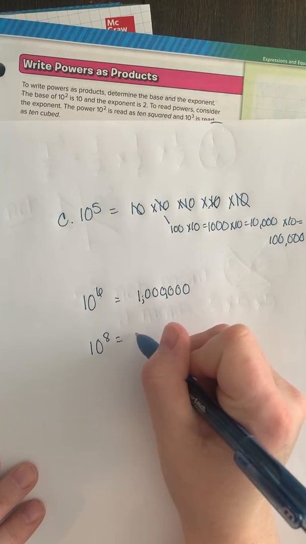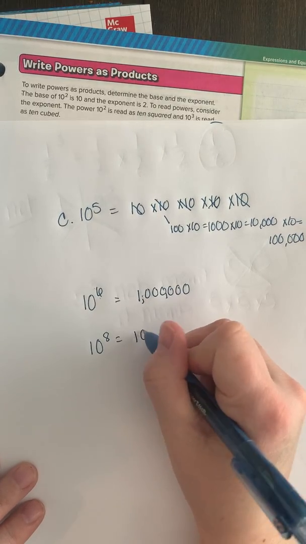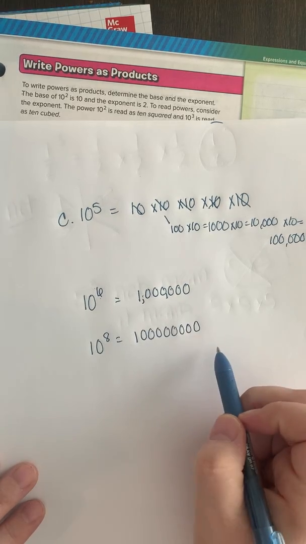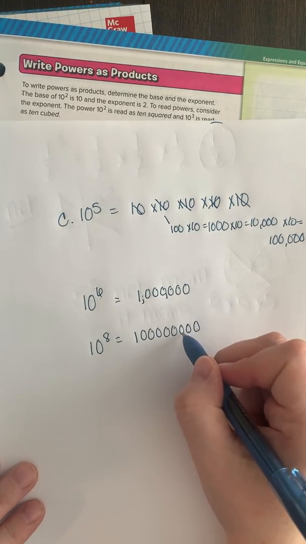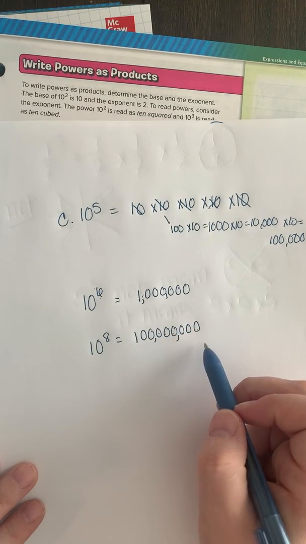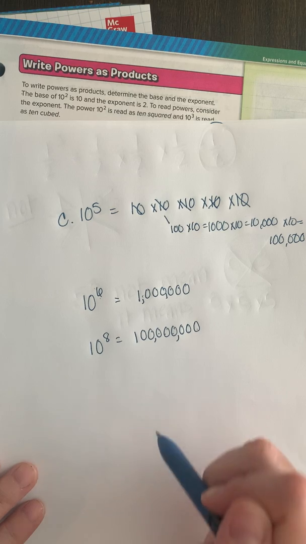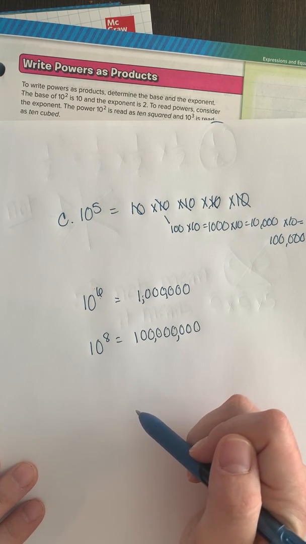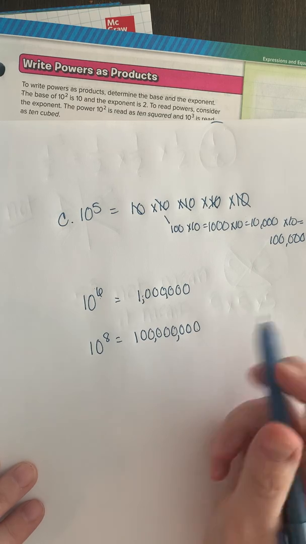10 to the 8th power, put a 1, and then 1, 2, 3, 4, 5, 6, 7, 8 zeros after the 1. So 1, 2, 3, comma, 1, 2, 3, comma, so that is 100 million. Okay, I want you to remember that when you're doing your tens, so you're saving yourself a lot of work. That is the tens trick with exponents. It's the power of 10.